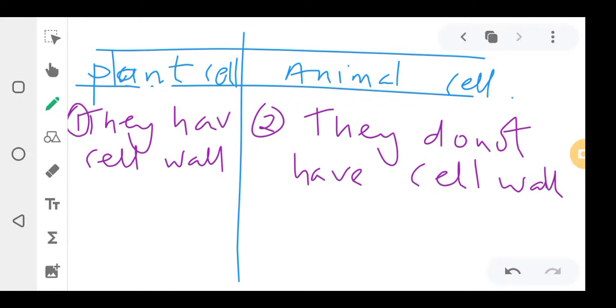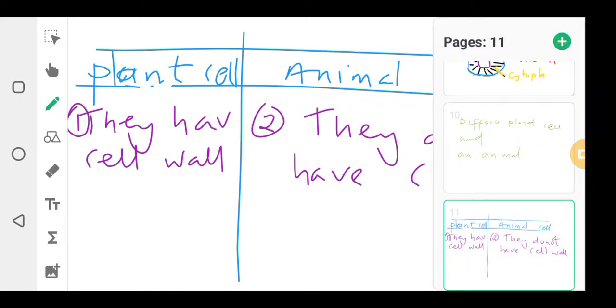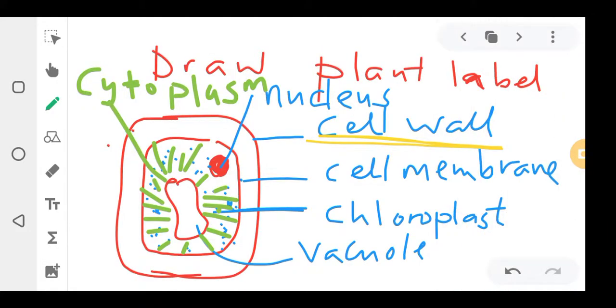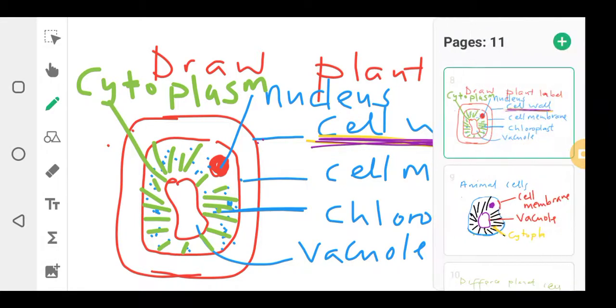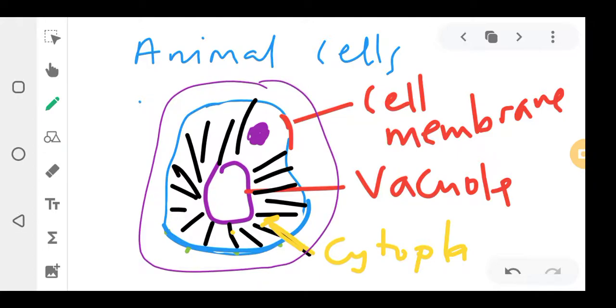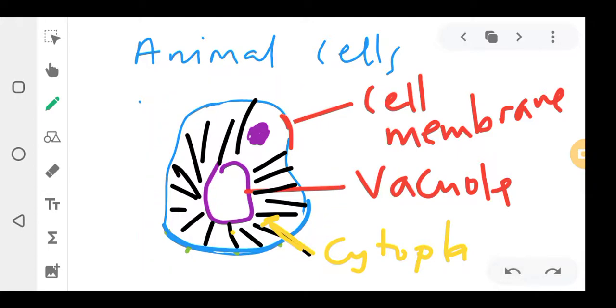I showed you here, plant cells have a cell wall, the outer part. But for animal cells, there is no cell wall. This wall outside here is not there. That's why it's not included like that.